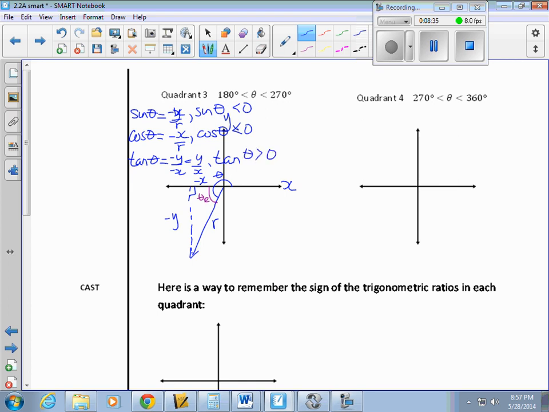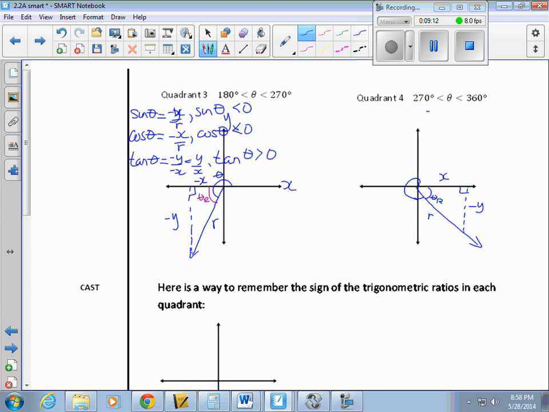So tangent is positive. So finally we have quadrant 4. Quadrant 4 is between 270 and 360 degrees. So if this is my terminal arm, my theta is going all the way around to there, but my reference angle is what I'm going to be looking at. Pretend that's perpendicular. So on this one, my x is positive, my y is negative, and my r, or my hypotenuse, is positive as well.